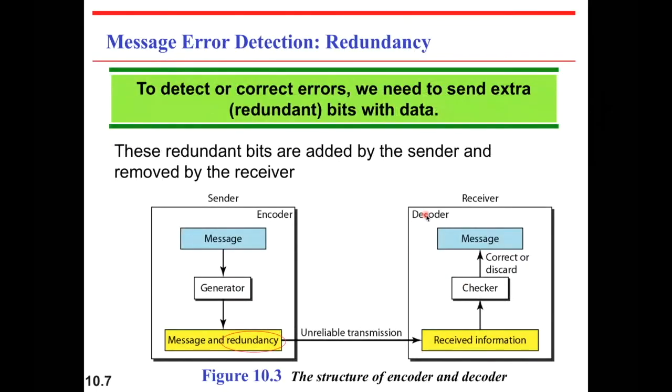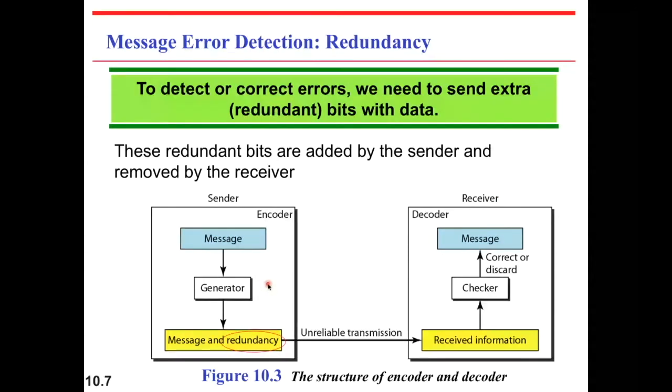Okay, this whole process is called decoding and it is done by a software component. Its name is decoder. This whole process is called encoding and the software component that does this encoding is called encoder. Encoder or encoding is done on the sender side, decoding is done on the receiver side.